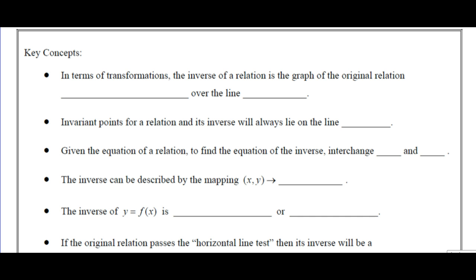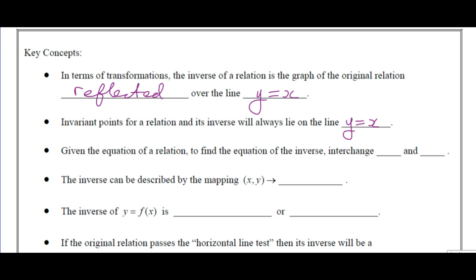In terms of transformations, the inverse of a relation is the graph of the original relation reflected over the line y equals x. So what are we doing? We are reflecting it in the line y equals x. Reflected over the line y equals x. Invariant points of a relation and its inverse will always lie on the line y equals x.